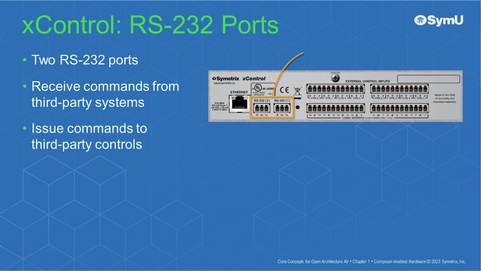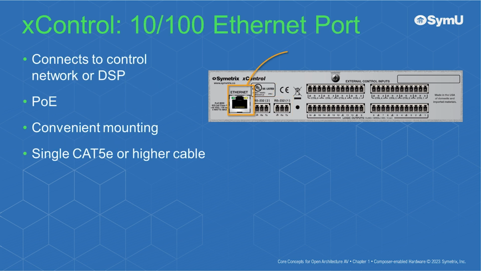Either of the 2 RS-232 ports may be configured to receive commands from third-party control systems or issue commands to third-party control systems. xControl's 10/100 Ethernet port connects to a control network or directly to a DSP. Utilizing PoE, xControl may be mounted wherever convenient and connected to the control network using a single Cat5e or higher cable.